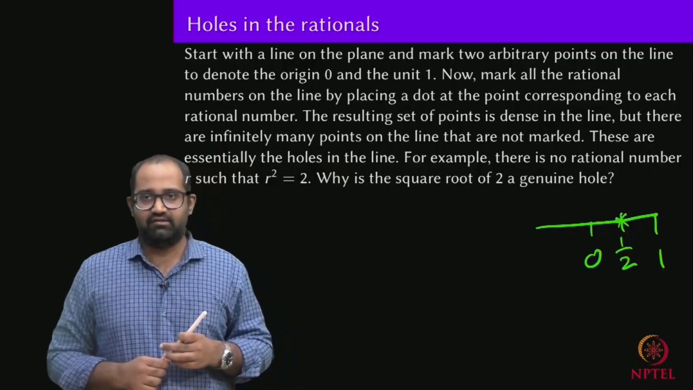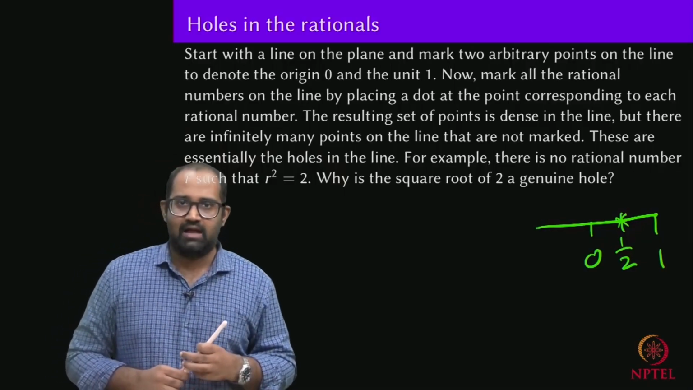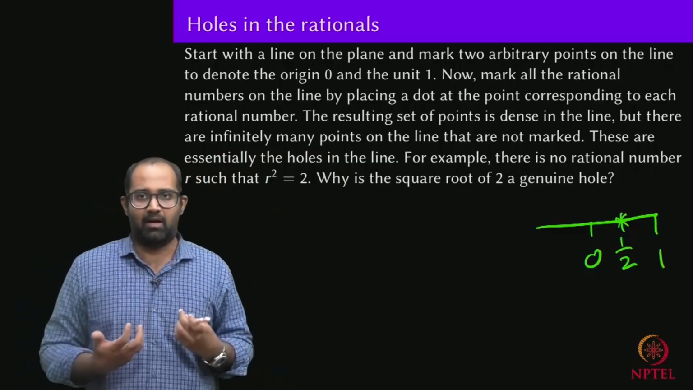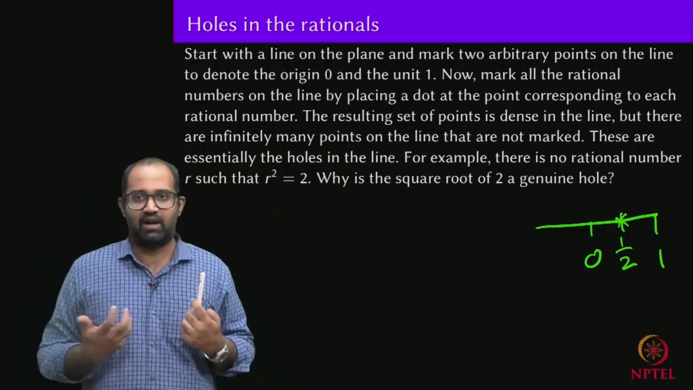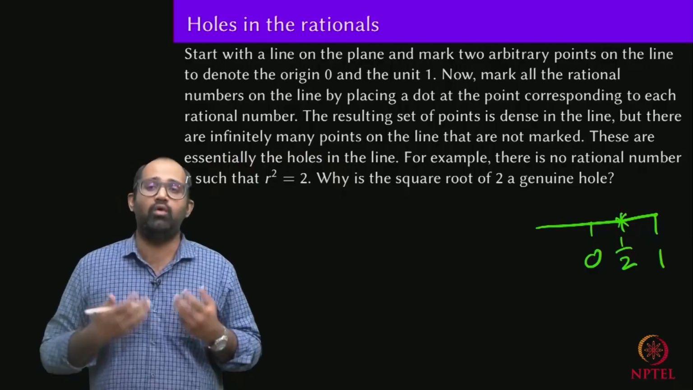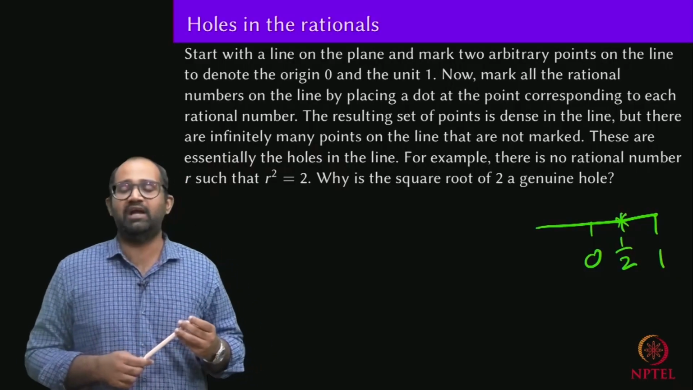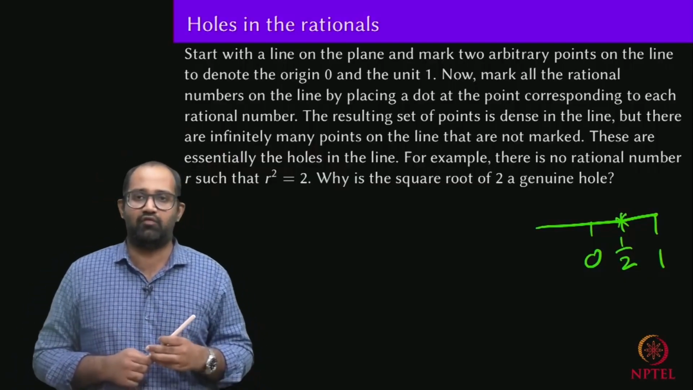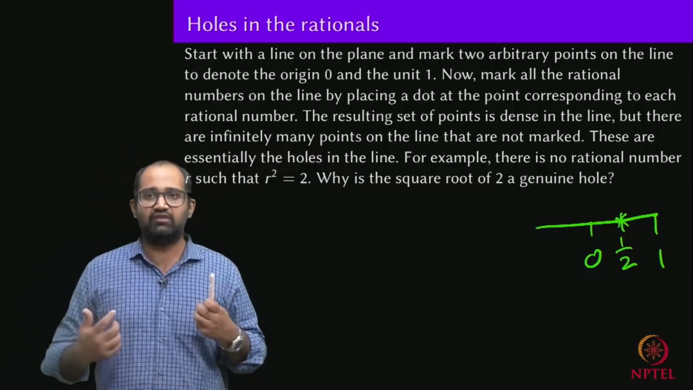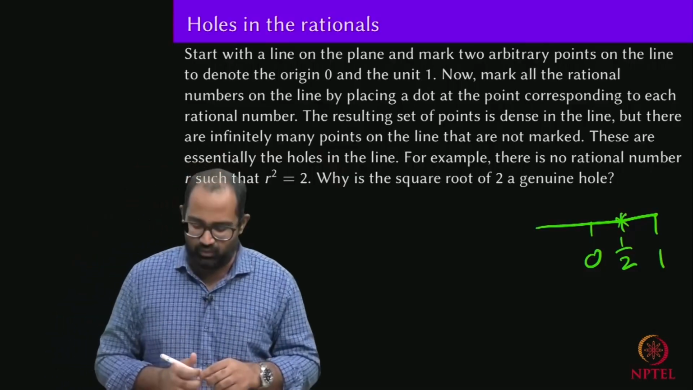Now, the question is, even though there is no rational number whose square is 2, how do we know that there should be a number at all whose square is 2? Why should we expect there to be a square root of 2 in the first place? In other words, why is the square root of 2 a genuine hole?